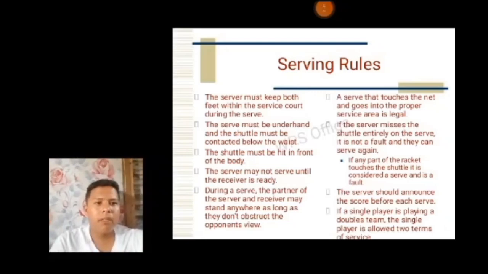The server should announce the score before each serve. So, dapat ang server i-announce din niya ang score before mag-serve. If a player is playing a double team, the single player is allowed 2 terms of service.